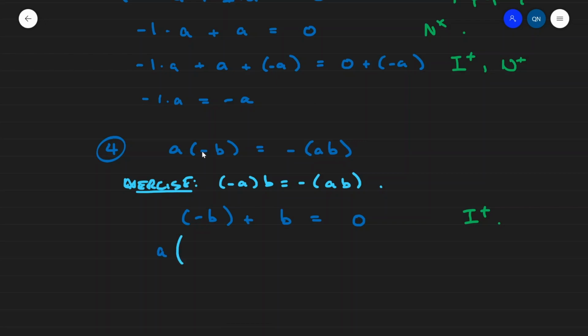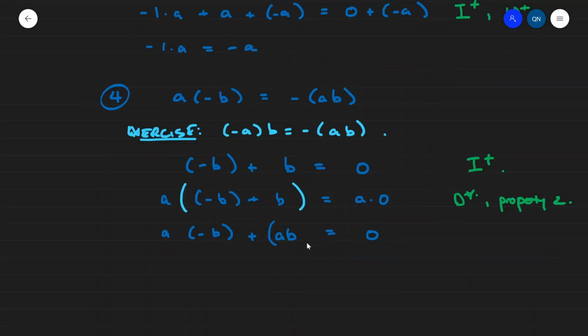So we have a, and then we have everything on the left hand side. And this is equal to a times 0. But we proved that 0 times a is equal to 0, and because multiplication commutes, this is also equal to 0. So let's use the distributive laws as well as property 2. And we get a times negative b plus ab, that's just equal to 0.